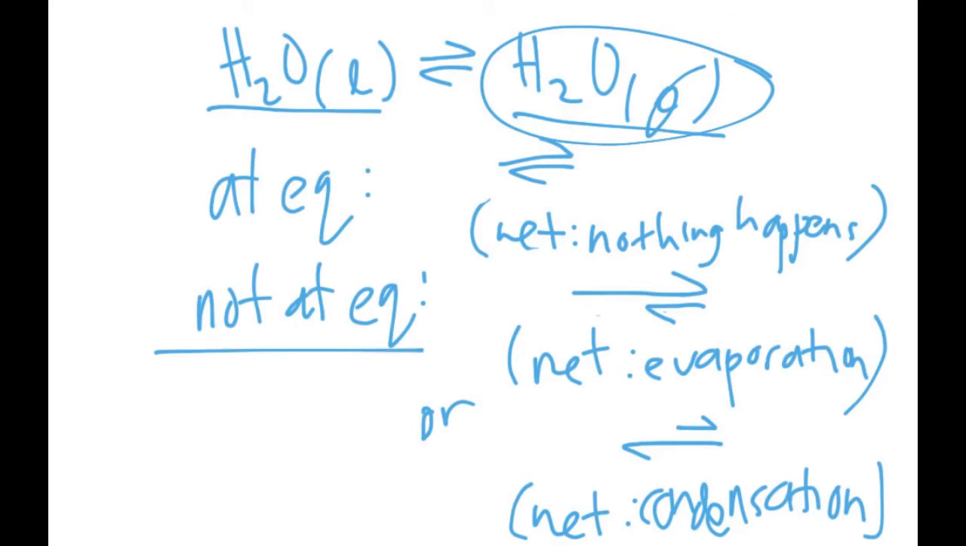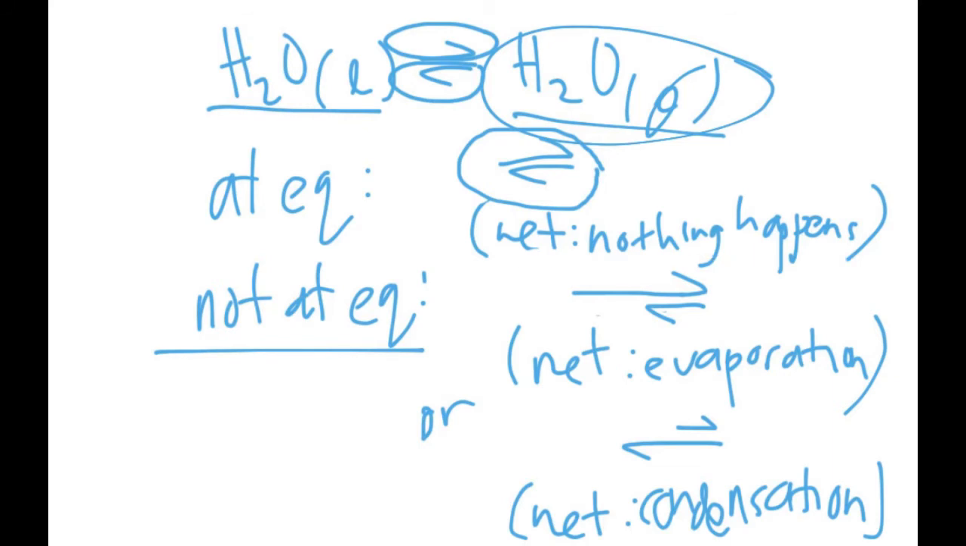But when you're not at equilibrium, one of the rates is higher than the other. So the rate at which the liquid turns into a gas is called the rate of evaporation or vaporization, and the rate that the gas turns back into a liquid is called the rate of condensation. So when these two rates are equal, also known as when these two arrows are the same length, then the rates cancel each other out, so nothing happens.